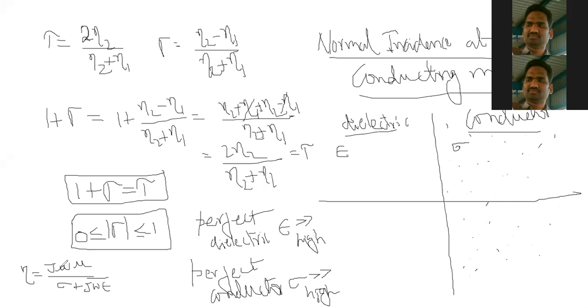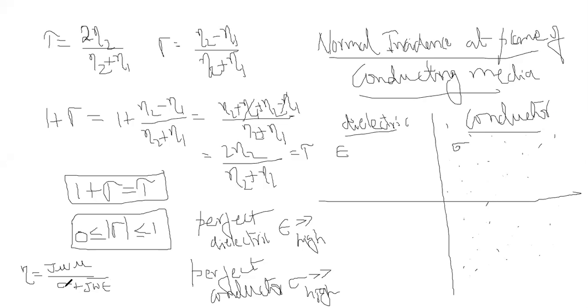So eta is equal to j omega mu by sigma plus j omega epsilon. Sigma is very high, meaning infinite, and infinite plus anything is again an infinite term. What happens to eta? Eta is equal to j omega mu by infinite. Infinite plus anything is infinite, and 1 by infinite is nothing but 0. The eta becomes 0. That is the next step on the right-hand side: eta is equal to 0.